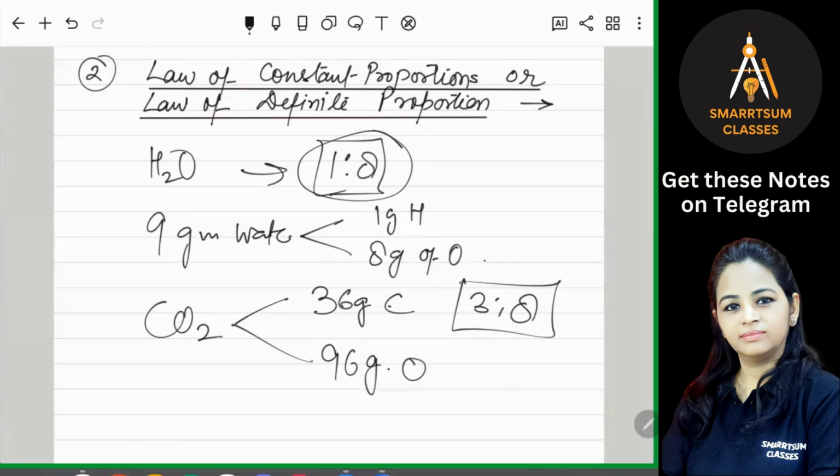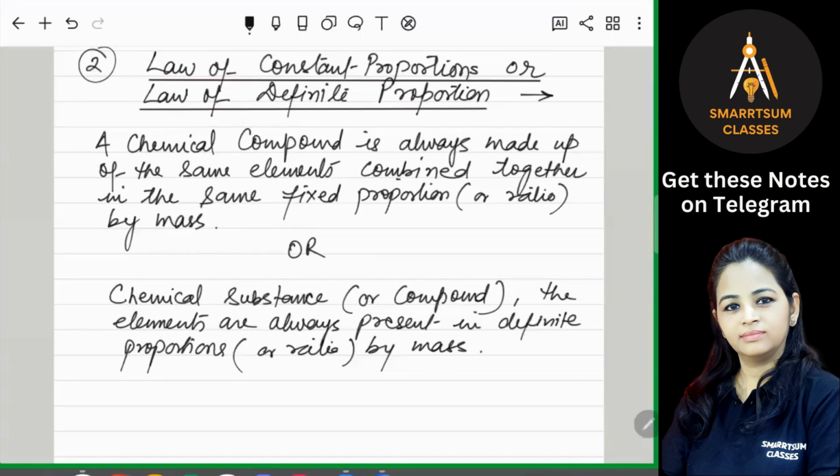So the law of constant proportion says that in any chemical substance or compound, the elements are always present in a definite proportion. If this proportion gets changed, the compound will change. That would be a different compound. Is that clear? So they always combine in some definite proportion by mass. And this is called the law of constant proportion or law of definite proportion. Is that clear? So please write down. Any chemical compound is always made up of the same elements combined together in the same fixed proportion or ratio by mass.